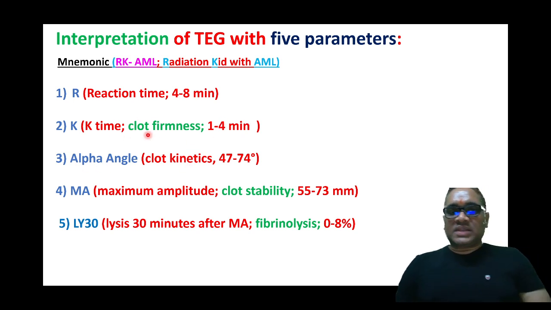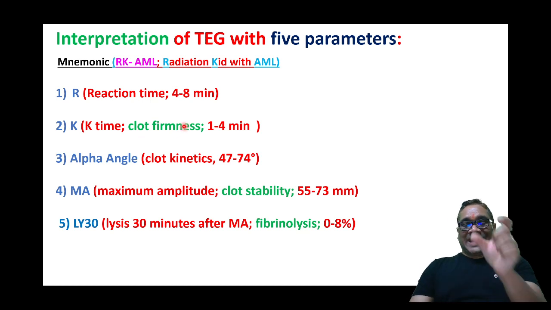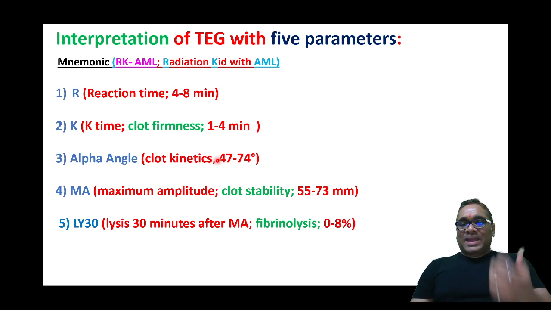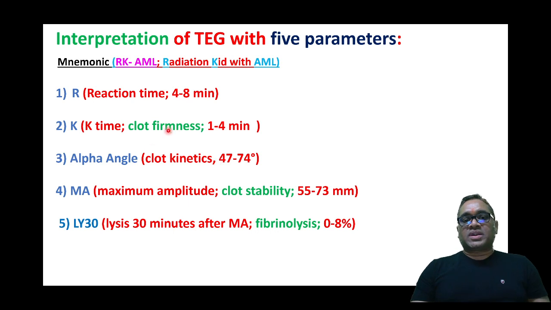Here we are seeing the fibrinogen to fibrin time, how much time it is taking to convert. In alpha angle, we are seeing clot kinetics, meaning how fast the fibrin is getting accumulated. The kinetics of the fibrin accumulation is 47 to 74 degrees. It's an angle, right?